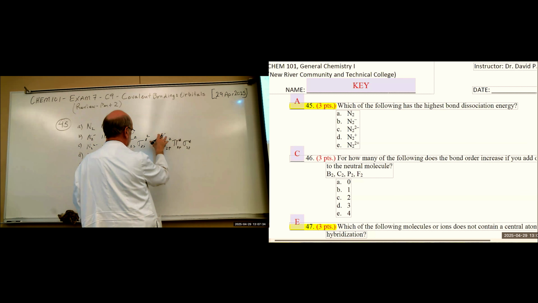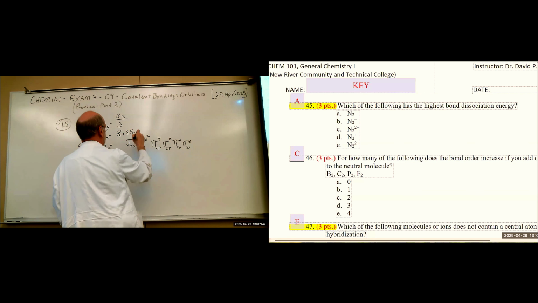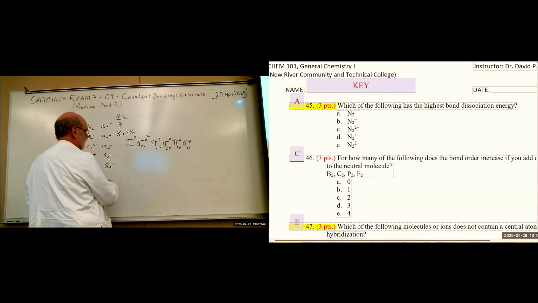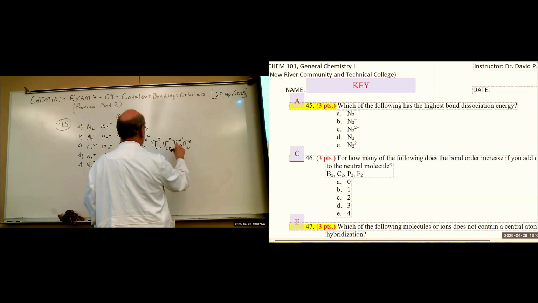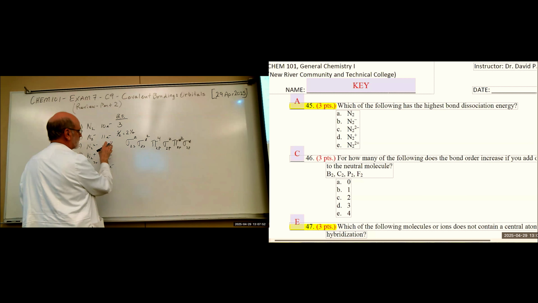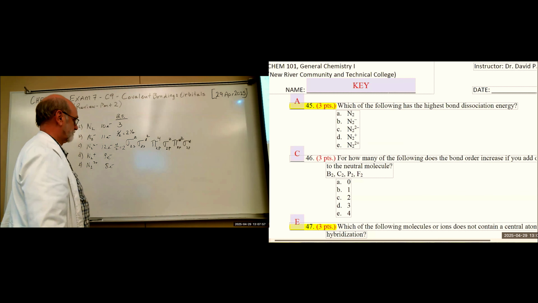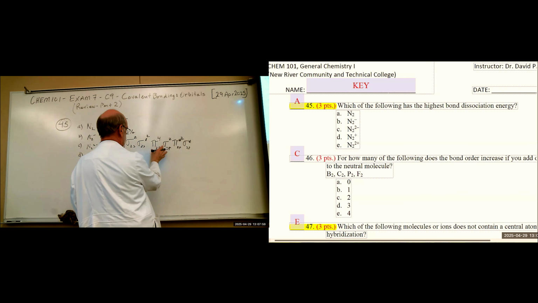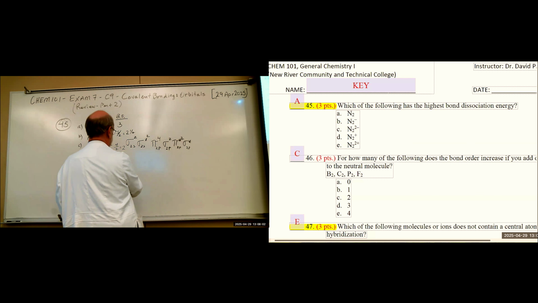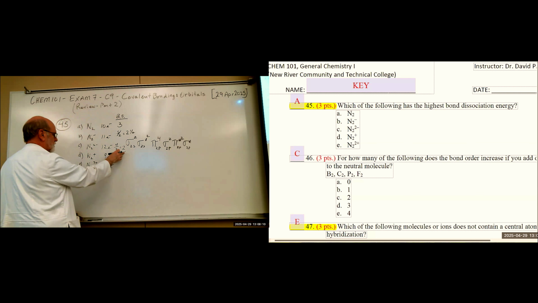2, let's see, 4, 8, and minus 3 is 5. So 5 halves equals 2.5, right? If we put another one in, let's see. If we put another one in here, that's 2. Now we're at 4 divided by 2 is 2. Right? So that's 4, 5, 6, 7, 8. 8 minus 4 is 4, over 2. Yeah, that's right. Bond order of 2.